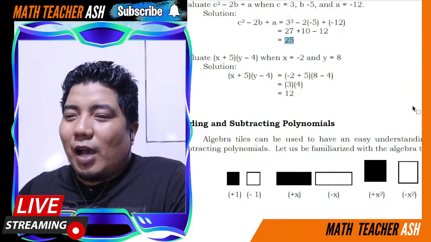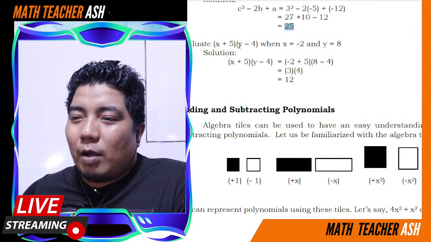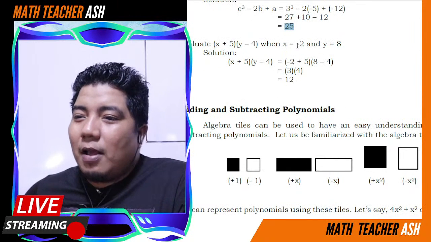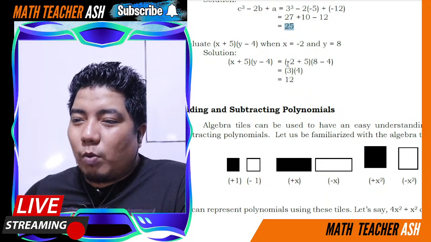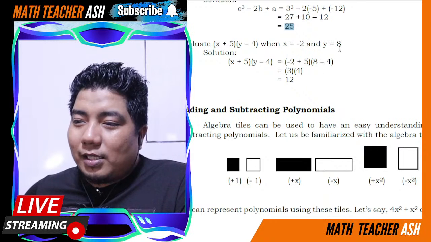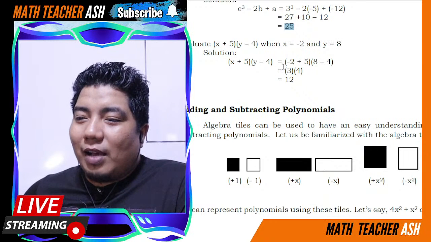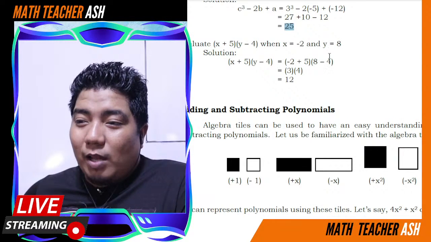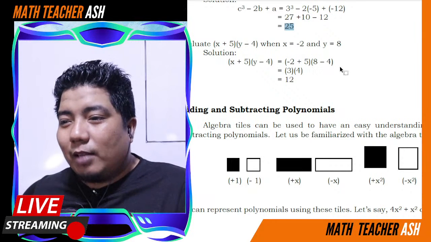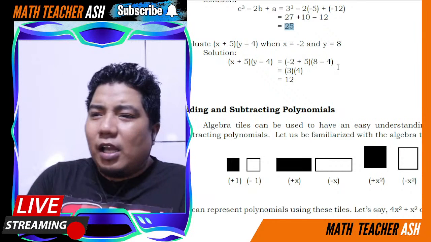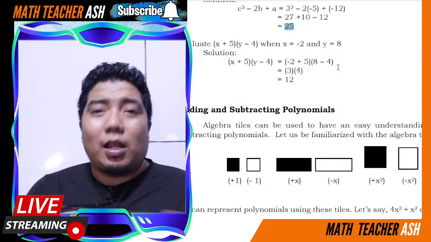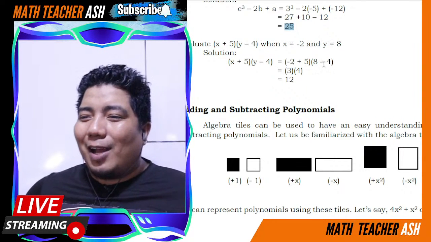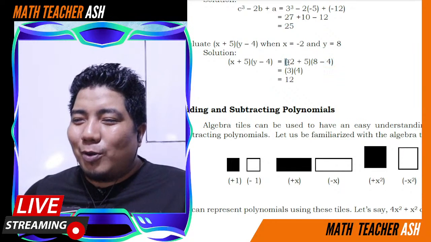Okay, so how about this one? When two quantities are given, it's the same, you just substitute the given values. We have x as negative 2 and y as positive 8. So we have negative 2 plus 5, and on the other quantity, we have 8 minus 4. Now the question is, Sir Ash, since there are two quantities, which one do I start with? You can start with either. It is up to you whether you start with this one or that one.